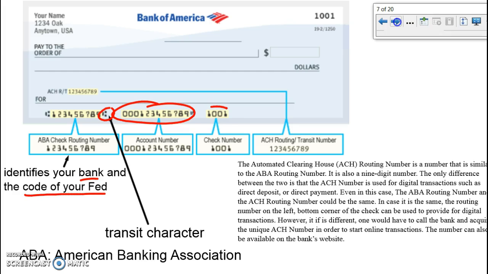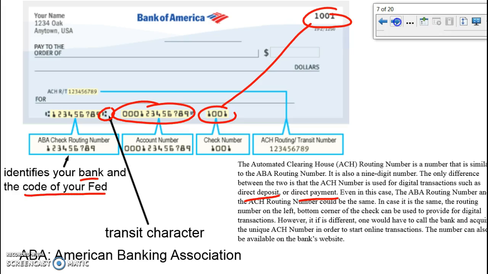This is your check number, and it should be the same number that's up here in this corner. And the last one is this automated clearinghouse number, which is very similar to the ABA number, and you can't really tell that here because everything's just 1, 2, 3, 4, 5. But this one is actually used for digital transactions like direct deposit.